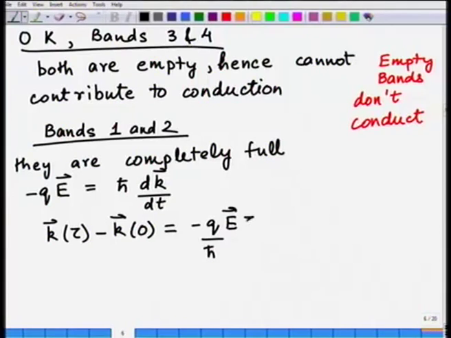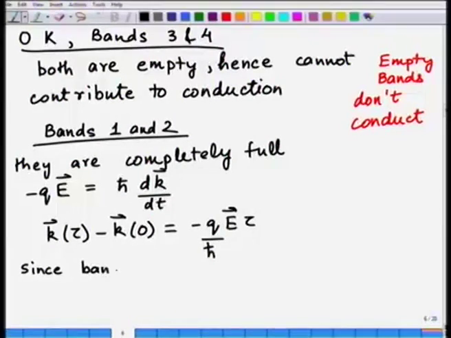And remember, tau was that average time which holds the Fermi sphere in its place because of scattering, different scattering processes. You will recall those we covered in lecture number 3 or 4, something like that. We have written down this equation. That means the k state will change for an electron as we apply an electric field. However, since bands are completely full, there is no space for the electron to move.